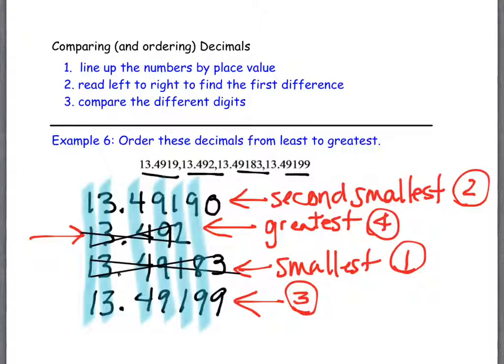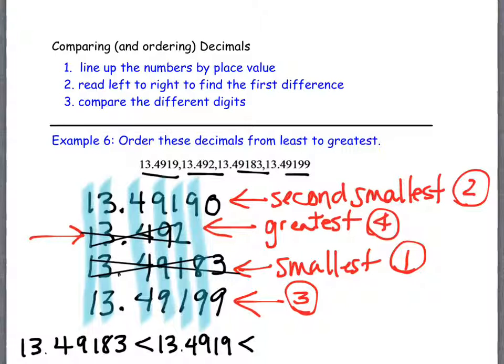So the smallest number that was listed was the 13.49183. You can put a comma if you want, or you can put the less than symbol if you like that. The second number listed was the one in the very beginning, 13.4919. The third number to list is the very last one, 13.49199. And then the last number to list was the second one, which is 13.492.